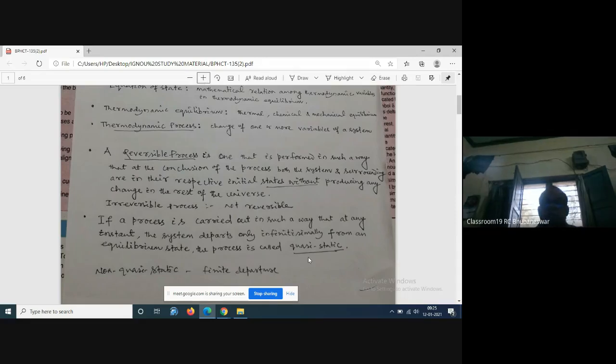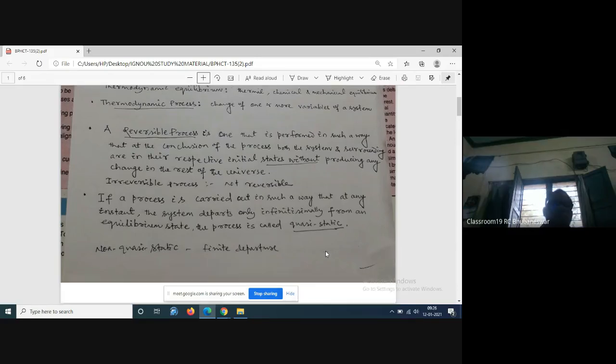Then the quasi-static process. A process is carried out in such a way that at any instant the system departs only infinitesimally from an equilibrium state. If the system departs infinitesimally from equilibrium, that is called quasi-static. If there is a finite departure from equilibrium, then this is called a non-quasi-static process.